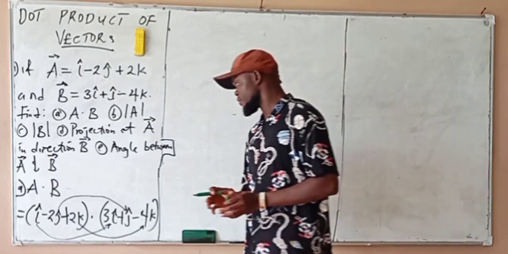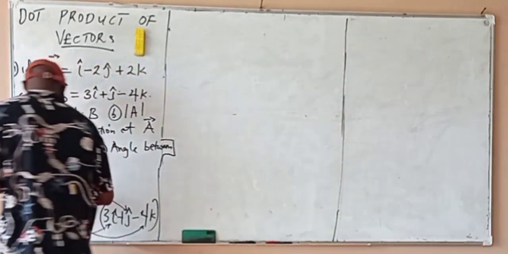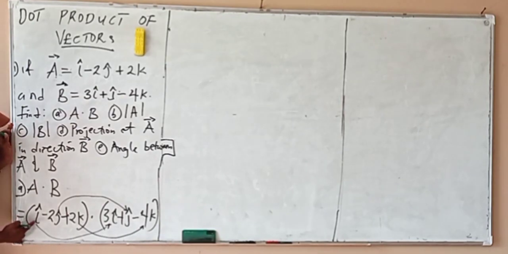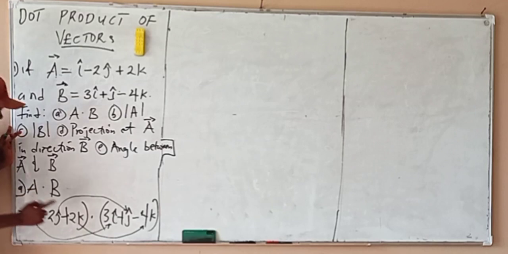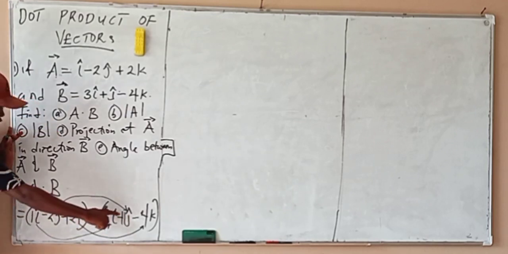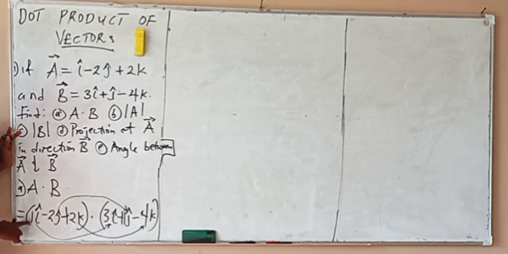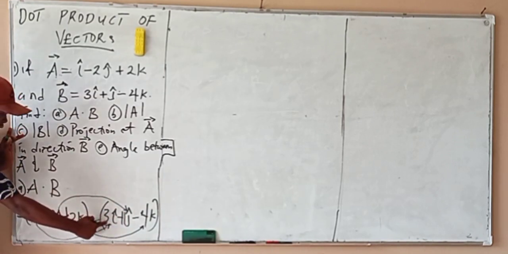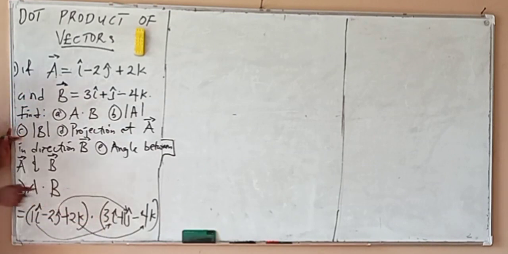If we do that, what is the coefficient of this i? Any unit vector that has no written coefficient has a coefficient equal to 1. So there's an imaginary 1 here, and the same thing with this, there's an imaginary 1 here as well. But if you want to write the numbers, we don't need to put them. The first thing we will do is multiply their coefficients. Then we will dot the unit vectors. Remember, i, j, k are the unit vectors.